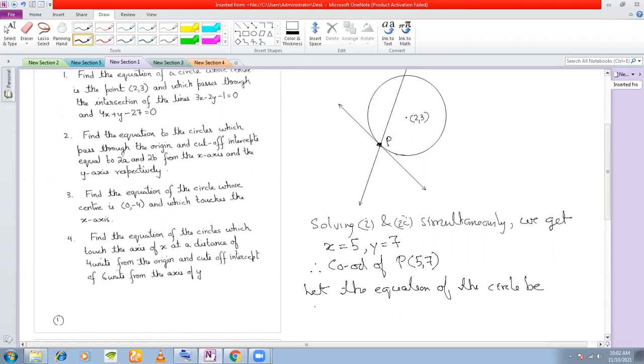You see, the center is (2, 3). That means h is 2, so (x minus 2) whole square, and k is 3, so (y minus 3) whole square. Do we know the radius? We don't know the radius, so we'll simply put r square here.